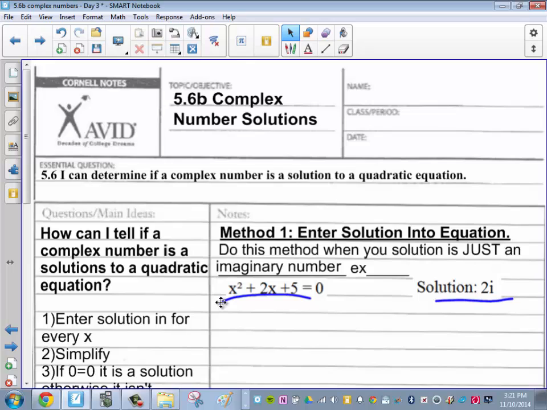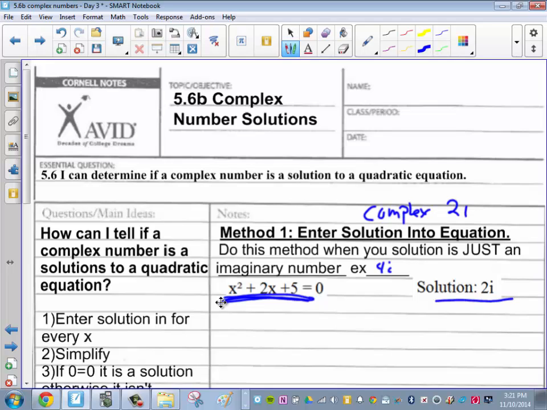The first one is method 1, enter a solution into the equation. Now there's only specific times you want to use this method, guys. And it's when you're dealing with the imaginary number, okay? For example, an imaginary number would be 4i. When you're dealing with those, they are really easy to take and plug into these equations right here and solve. But when you're dealing with complex numbers, let's say a complex like 2 plus 3i, if you're going to plug that into the x's here, that gets really complicated fast. And so there's a different method for that.